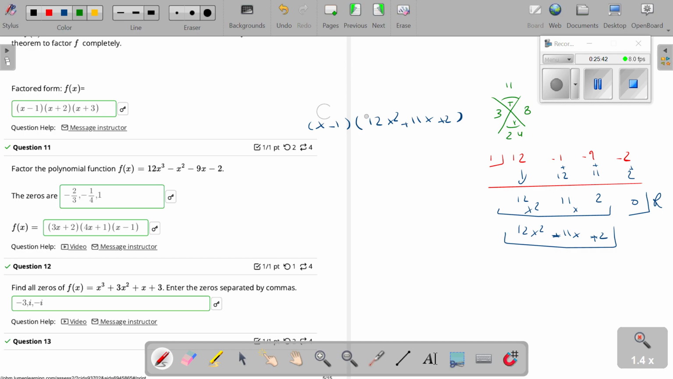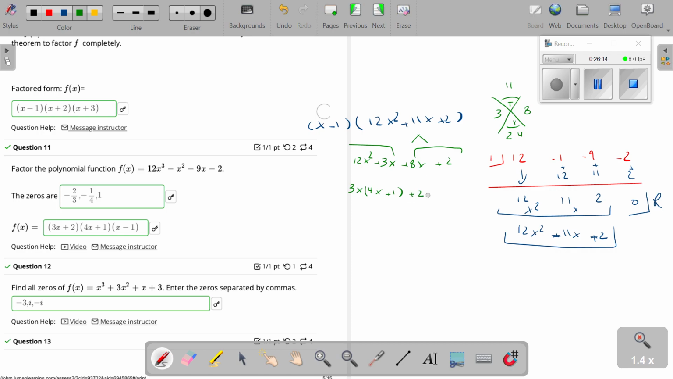Now, since the a value is not 1, I cannot just write x plus 3 and x plus 8. I have to split the middle term. So this will be 12x squared plus 3x plus 8x, plus 2. So I use these two to split the middle term. Now I'm going to put them in groups. The first group, they have 3x in common. So this will be 4x plus 1 when I factor 3x out.